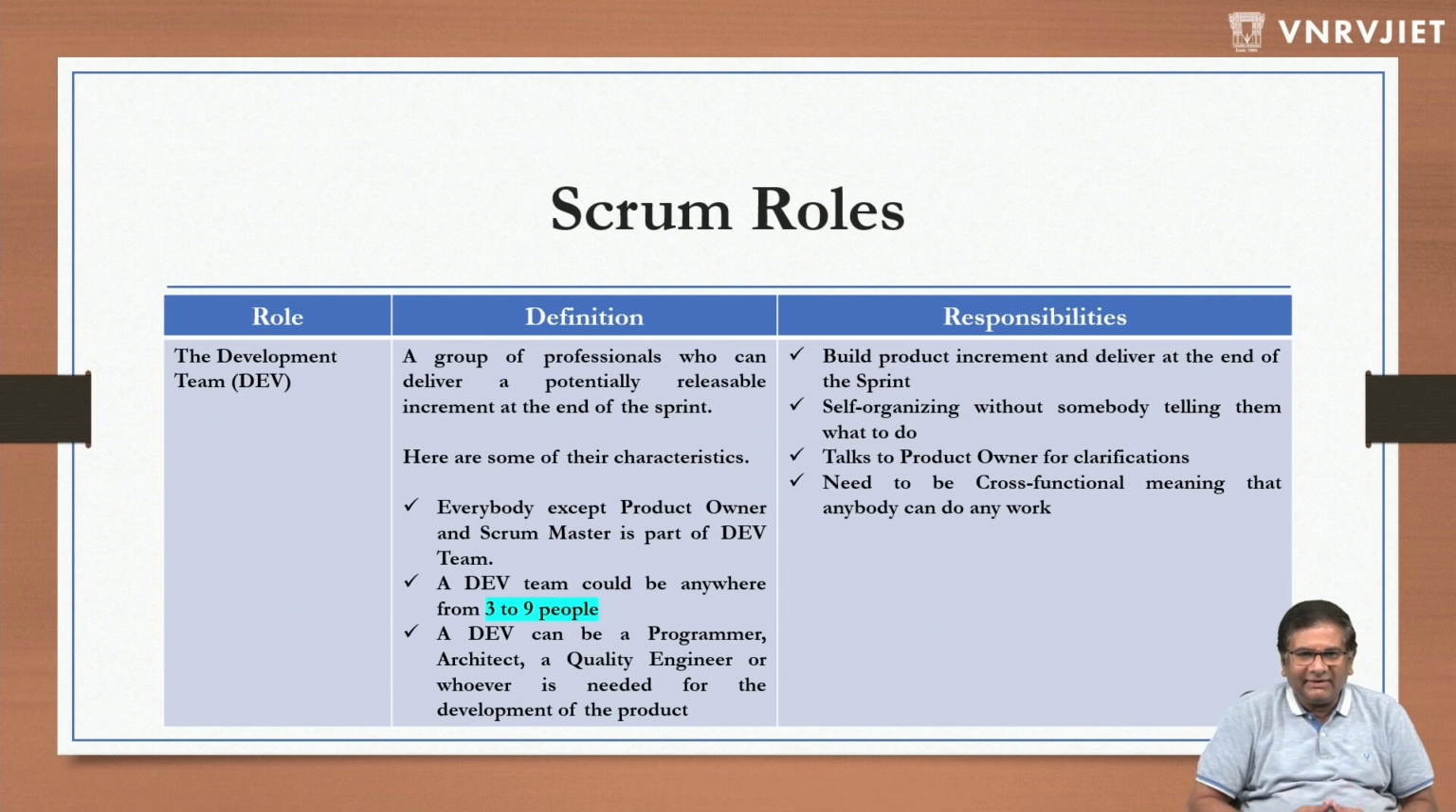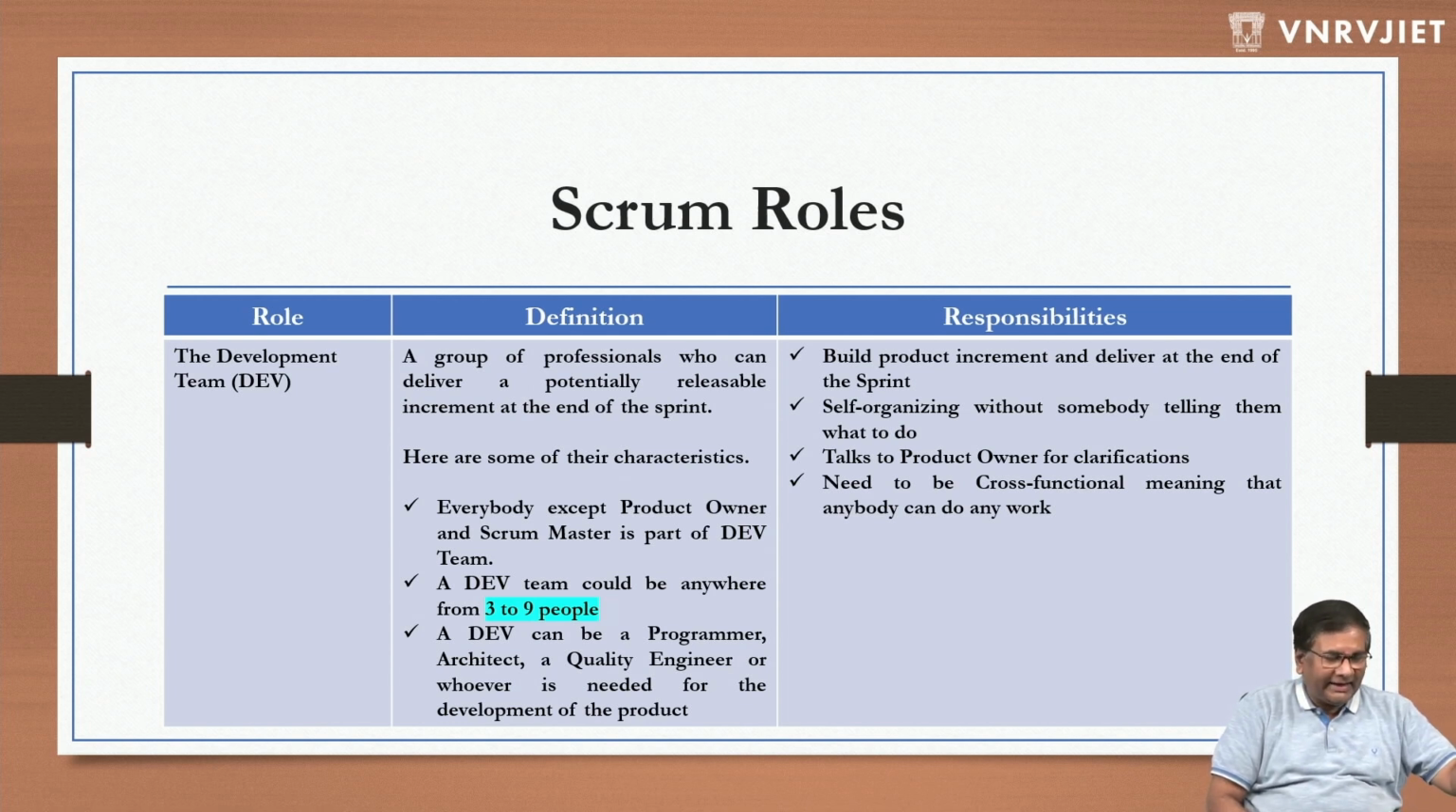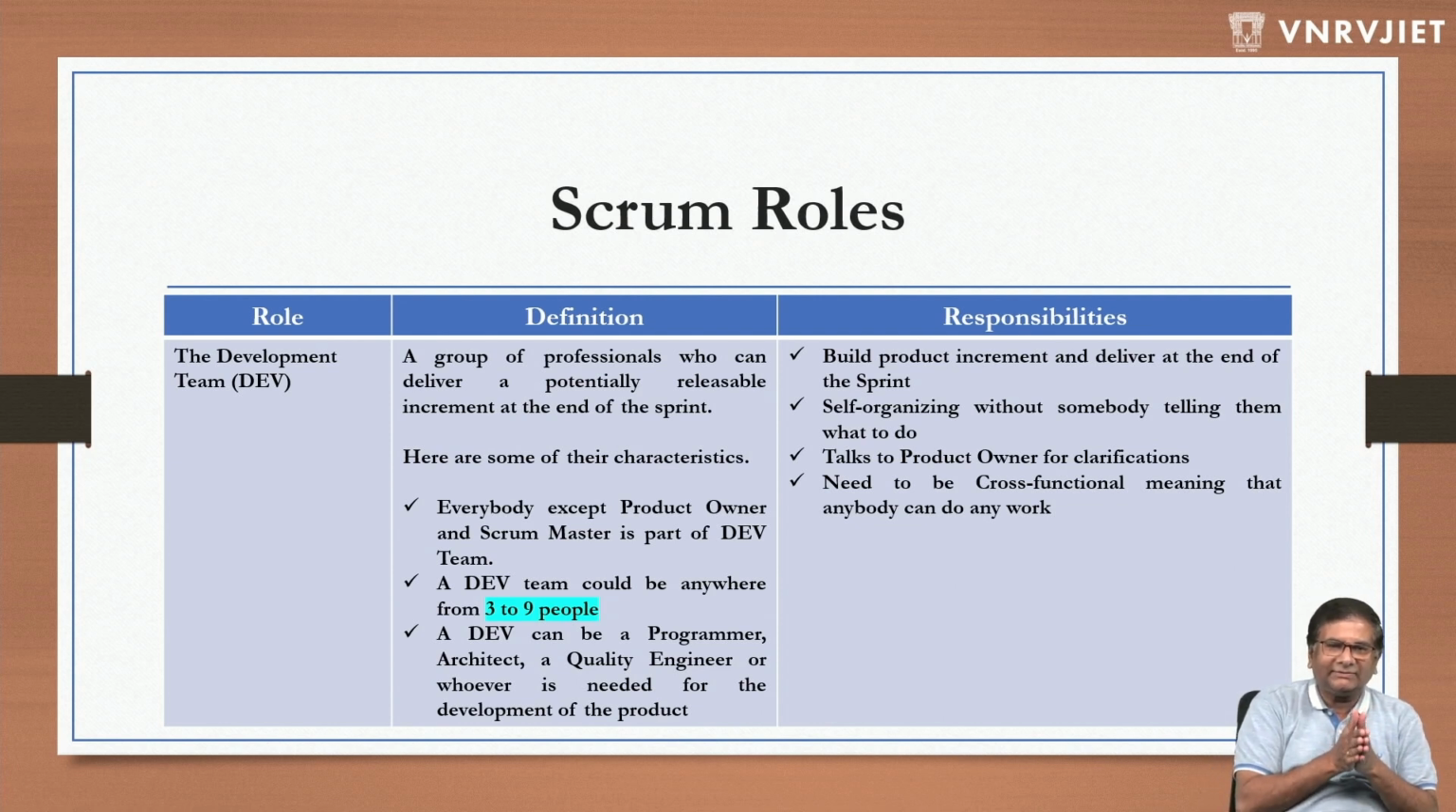Now the third one is the development team, a group of professionals who can deliver a potentially releasable increment at the end of the sprint. In Scrum, there is no distinction between a developer and a QA. Both of them are called developers. How many people should be there in a Scrum team? Minimum 3 and maximum 9. It should not be more than 9 people. We'll talk about why in further presentations, but that's what Scrum says.